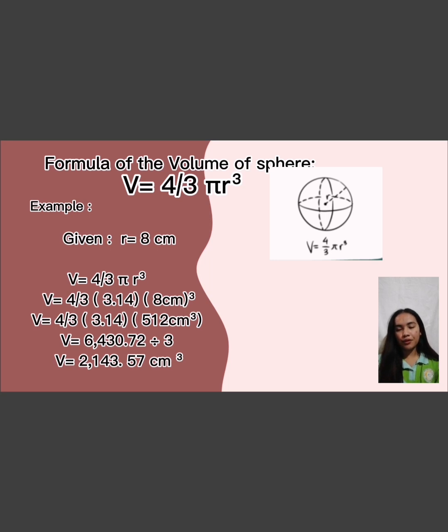So next, bring down 4/3 and 3.14, and then solve for 8 cubed, which will be 8 times 8, 64, times 8, 512 centimeter cubed. So next, multiply 4 to 3.14, and then the product will be multiplied to 512 centimeter cubed. So the answer will be 6,430.72, and we will divide it by 3 from the 4/3. So the answer will be 2,143.57 centimeter cubed.